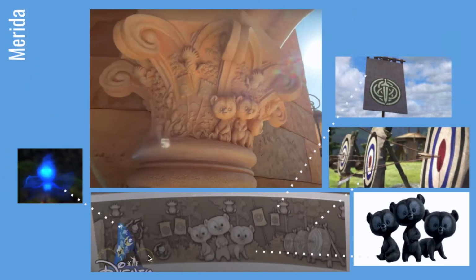On her column capital, we see her three brothers, we see the flags of the different clans, we see the little will-o'-the-wisp, and we see the targets.